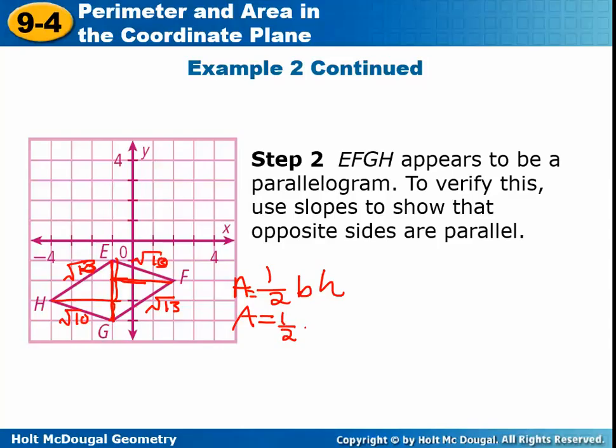So we'd have 1/2, the base is 3, and the height is also 1, 2, 3. So one of your triangles is 4.5, 9 divided by 2. And the other triangle, 1, 2, 3, 1, 2, 3. It's the same, height and base are the same. So we do have two congruent triangles. So the area of this parallelogram is 9.